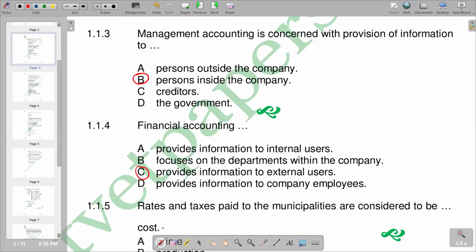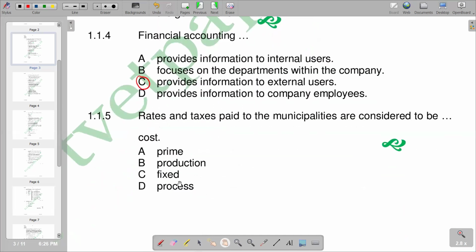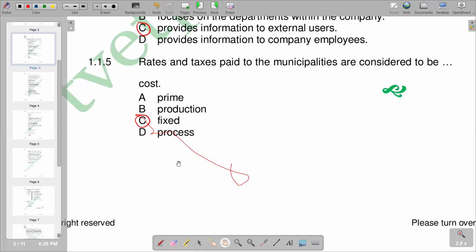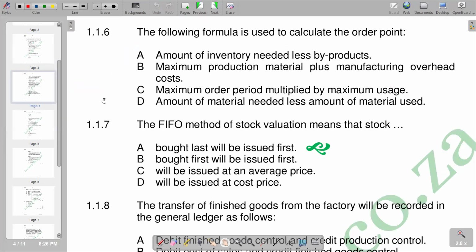Then I will go to 1.1.5. Rates and taxes paid to the municipalities are considered to be dash costs. Obviously, they are going to be fixed costs. Remember, they do not change from period to period. So we have fixed costs there. Then we move to the next page.